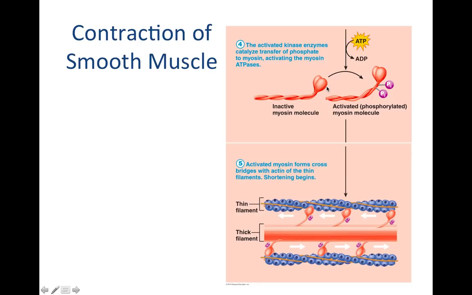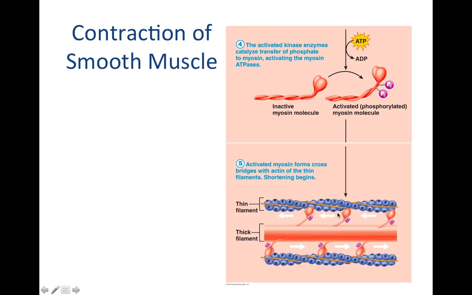catalyze the transfer of this phosphate from ATP onto myosin. So you have this phosphate taken off, and you have this myosin head energized by the energy that it's taken from an ATP. This activated myosin can then form cross bridges. So here's another similarity. And it can move that actin closer, it can shorten it.